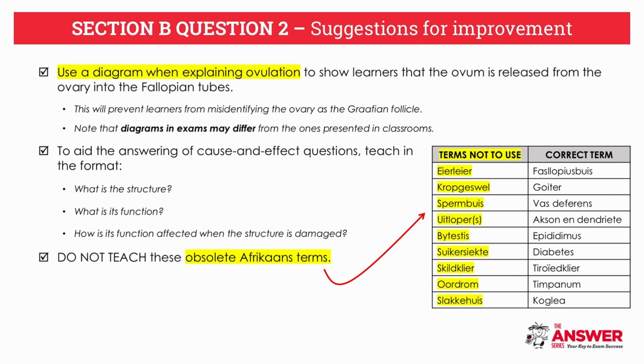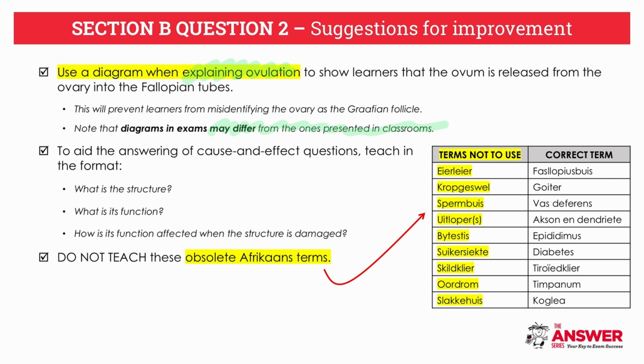And then looking at suggestions for improvement for question 2, it says use a diagram when explaining ovulation to show learners that the ovum is released from the ovary into the fallopian tubes. This will prevent learners from misidentifying the ovary as the Graafian follicle. And note that diagrams in exams may differ from the ones that we use in classrooms, so it's important to expose them to previous exam papers and other sources to see as many options for the same thing.